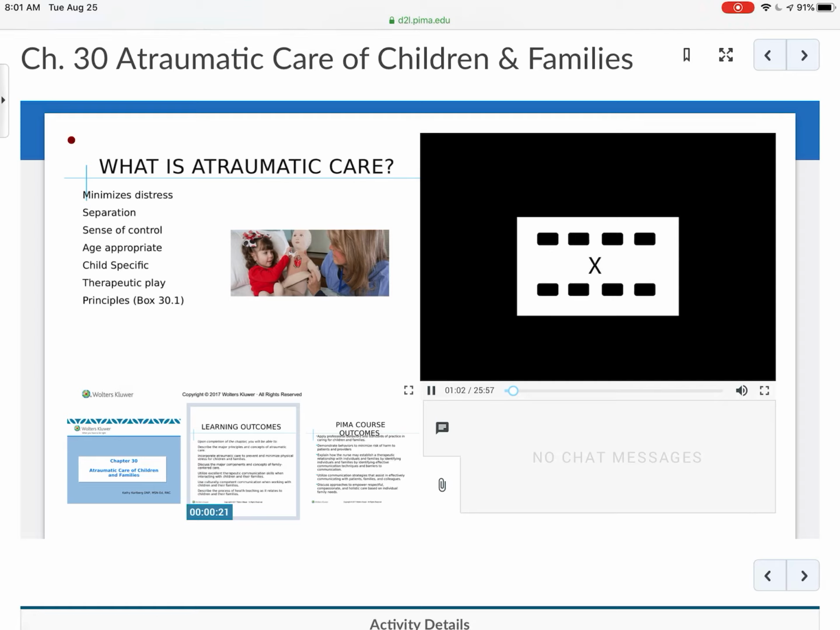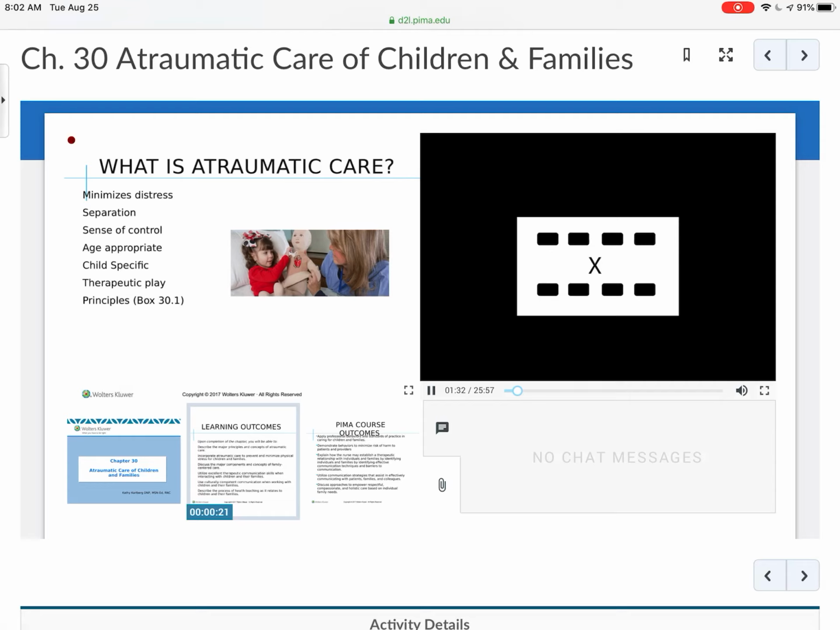So what is atraumatic care? We talk a lot in the pediatric world about an ouchless ER, and that's kind of the goal someday. Kids should not have to be subjected to painful procedures without some type of care, explanations. You really want to minimize that distress.